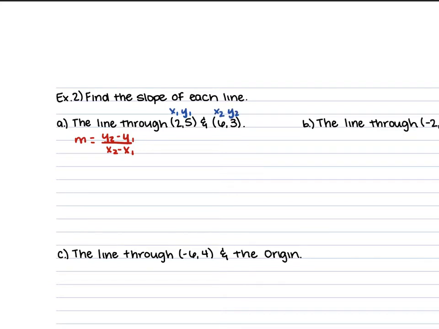So this is going to give me 3 minus 5 over 6 minus 2. The 3 minus 5 gives us negative 2. The 6 minus 2 gives us 4. So this simplifies to be a slope of negative 1/2.